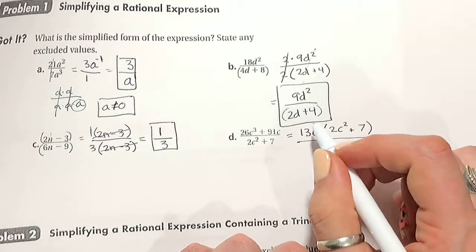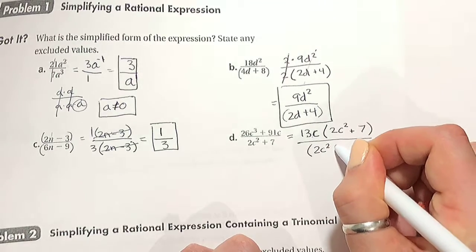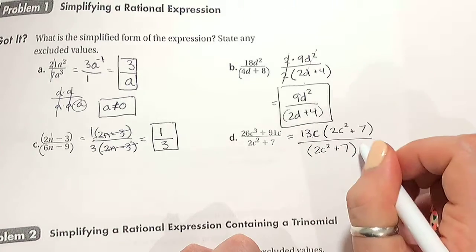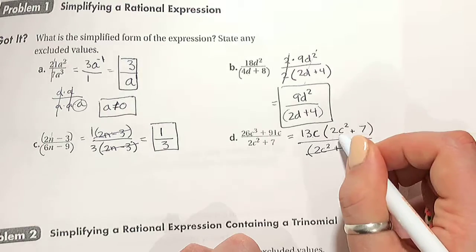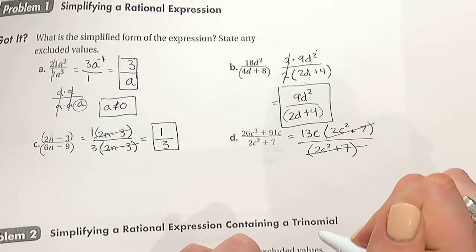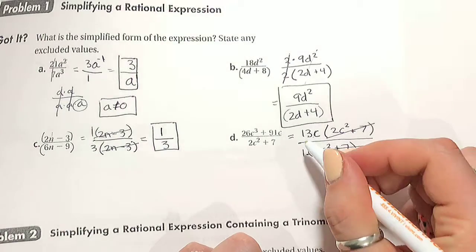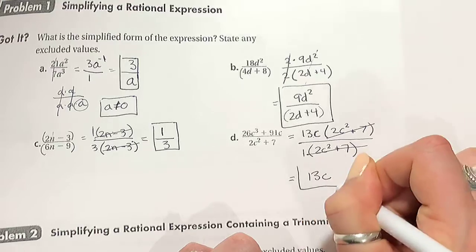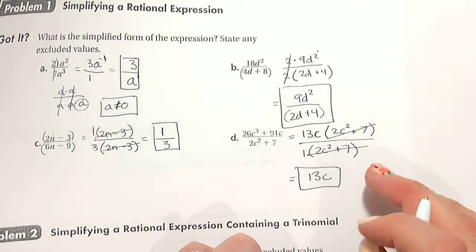And then now, looking at the bottom, there's not a common factor. 2 and 7 are prime, and we just have a 2c squared plus 7. But that works because when we factored the top, that's what we got as well. So now we have matching groups. We have a 2c squared plus 7 on the top and the bottom, so we can cancel them. And so we are left with a 1 on the bottom, so we would have 13c divided by 1. But anything divided by 1 is just itself, so our answer is just 13c.